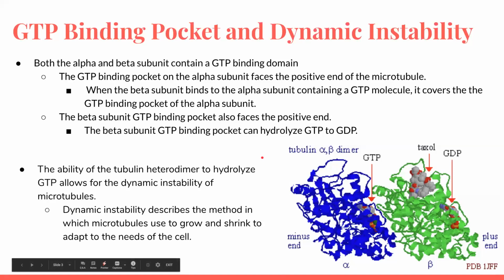So dynamic instability mainly is governed by GTP hydrolysis in the beta subunit at the plus end. That's the biggest takeaway: GTP hydrolysis, beta subunit, at the plus end. It's the biggest part of dynamic instability, but we'll talk more about it in the next slide.